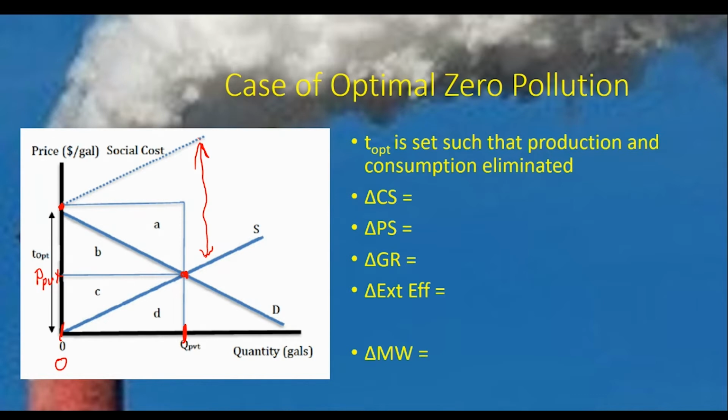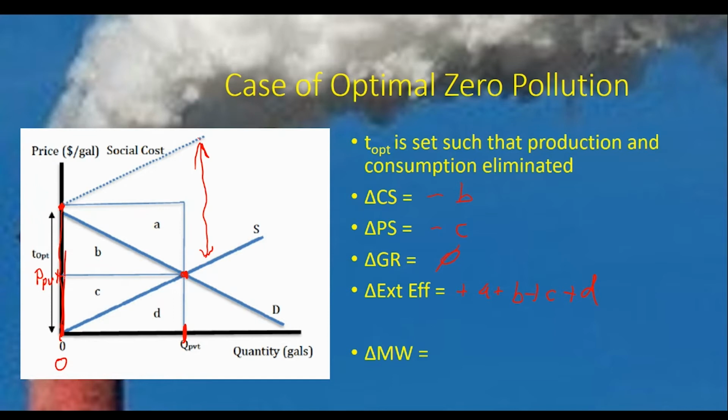So let's really quickly evaluate the costs and benefits of putting an optimal tax, which is a prohibitive tax in this particular case. We're going to eliminate the activity completely. The change in consumer surplus is going to be minus B. The change in producer surplus, producers are going to lose out, negative C. The government revenue effect, well, the government doesn't collect anything if they tax it so high that nobody consumes or produces anything. It's going to be 0. But the externality effect is going to be a positive A plus B plus C plus D.